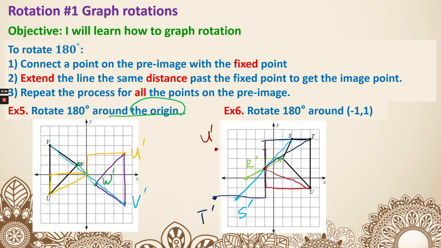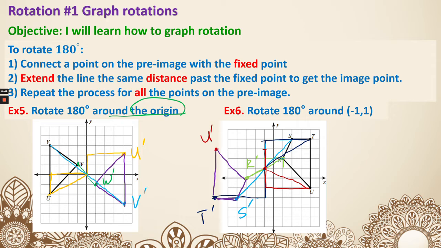Lastly, connect everything. T prime to S prime, T prime to U prime, U prime to where's my, oh, there's one point I actually forgot. No, R is right here. There we go. Connect. Okay, so there's example 6.